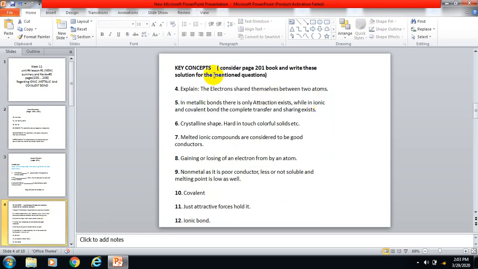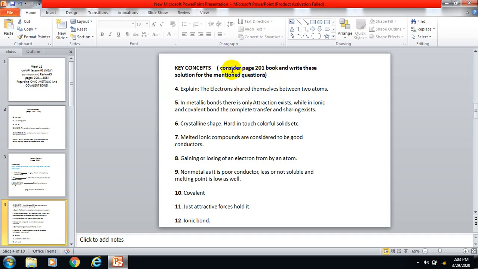Now come to the key concepts. Below, the third option, we have 4. There is a question: describe the role of electrons in the formation of a covalent bond. I just solved all these answers. These are just answers. You need to write all these things on page number 201 to solve. For the fourth option, this is the answer.